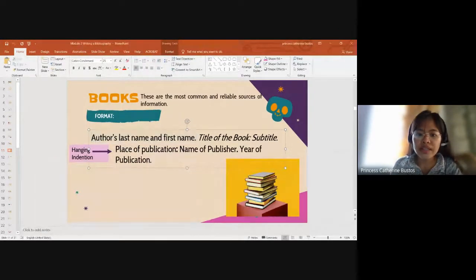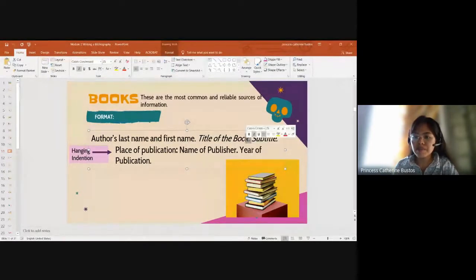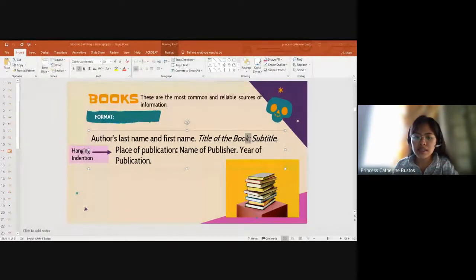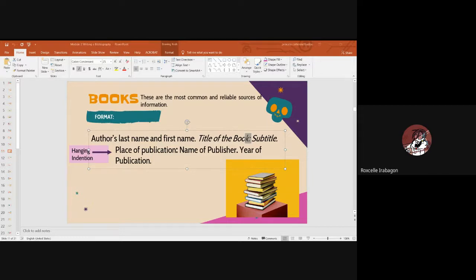After the author's last name and first name, you must have the period here at the end. Okay, then after that, it's your time to write the title of the book. And then you have there, what punctuation mark is this? That separates the title and the subtitle. What do you call that punctuation mark that separates the title and the subtitle? Ma'am, colon. Colon, very good.